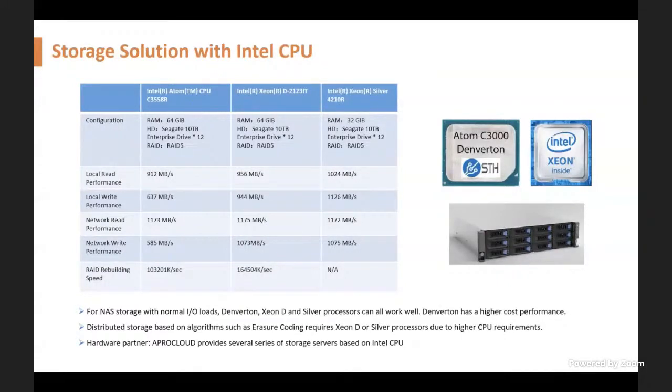We can build a stable and cost-effective storage solution with Intel CPU. There are several series of CPUs to choose. From the test results, we can see for NAS storage with normal I/O loads, Intel Denverton, Xeon D, and Silver processors can all work well. Denverton has a higher cost performance. For distributed storage based on algorithms such as erasure coding, it requires Xeon D or Silver processors due to higher CPU requirements.